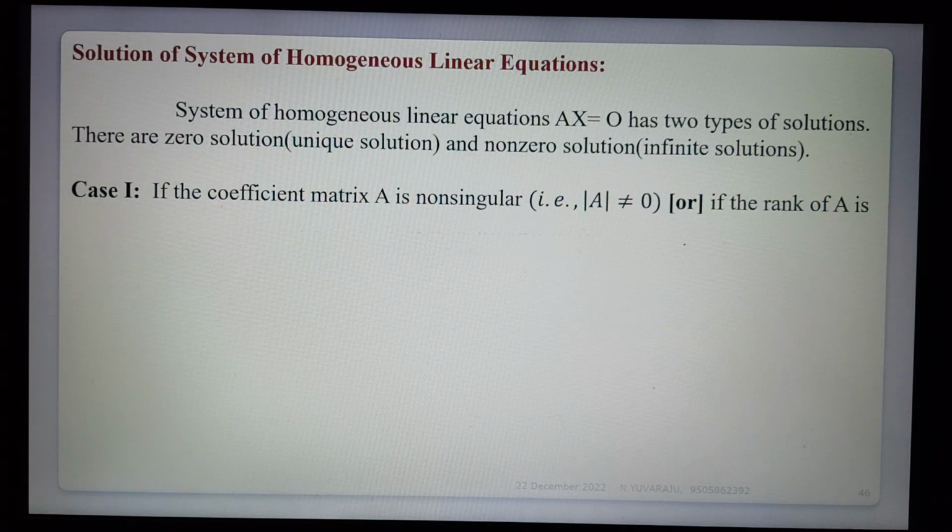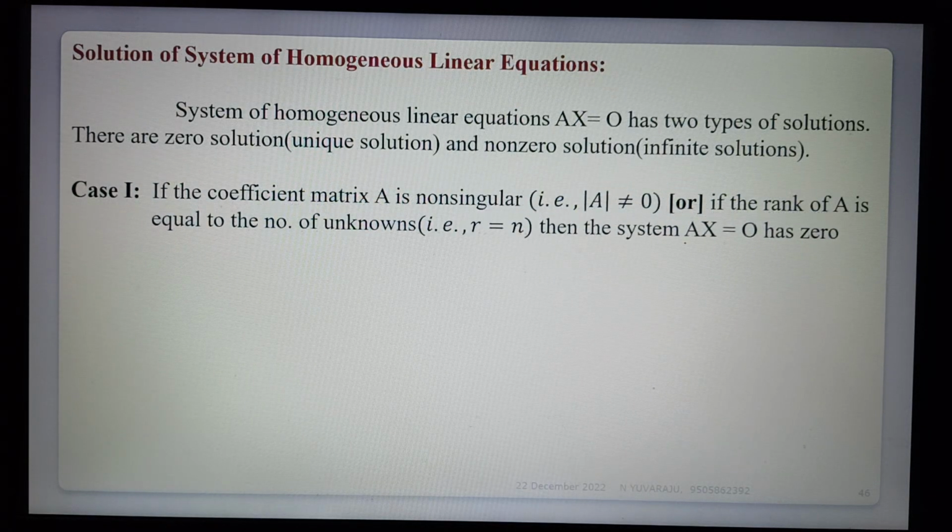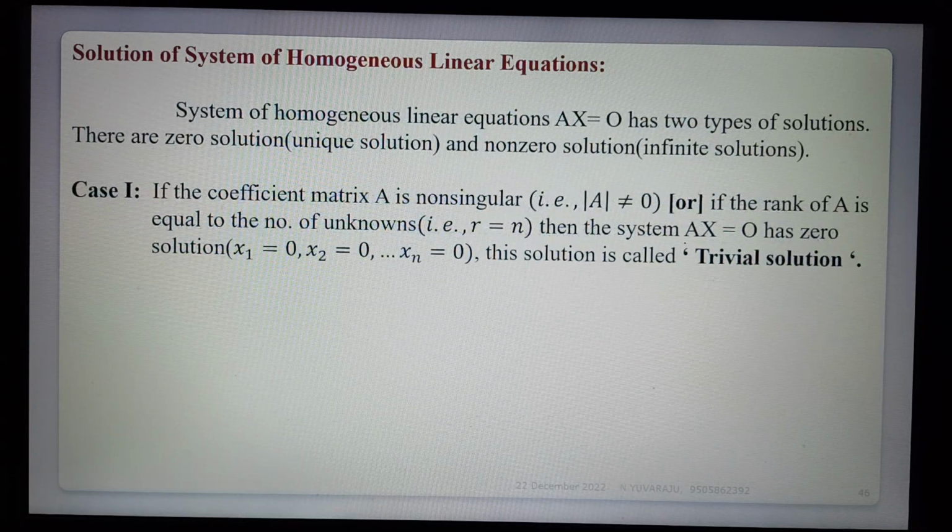So case 1: if the coefficient matrix A is non-singular, that is det A is not equal to 0, or if the rank of A is equal to the number of unknowns, that is r is equal to n, then the system has the zero solution, that is all unknowns are equal to 0. Then the system has only a unique solution. That solution is the zero solution, also called the trivial solution.